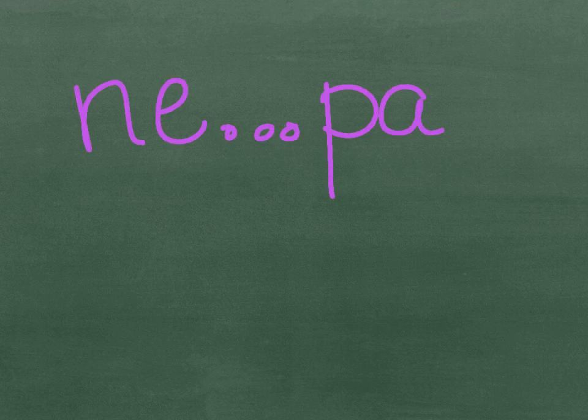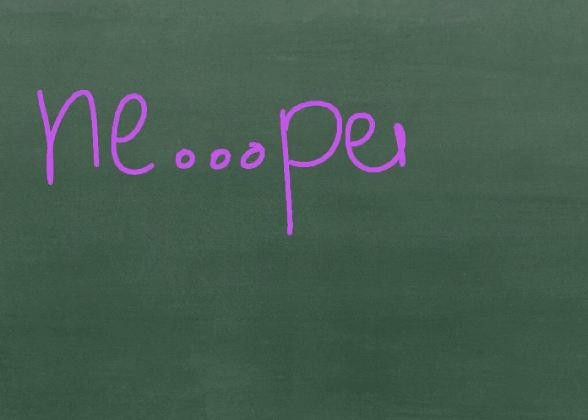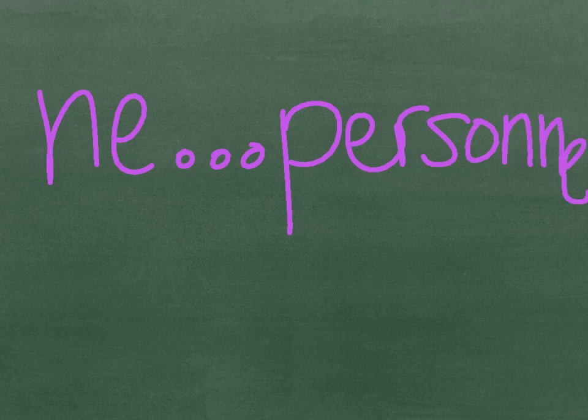So some of the negative expressions you know are ne pas. What does ne pas mean? Correct, that means not. There's also ne rien. Que veut dire ne rien, class? Correct, that's nothing. We also have ne personne. And that means nobody.